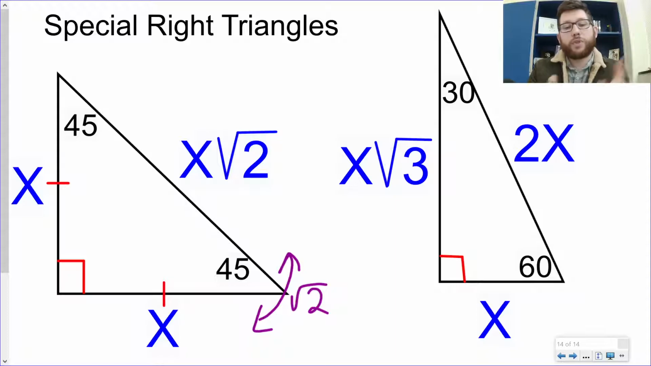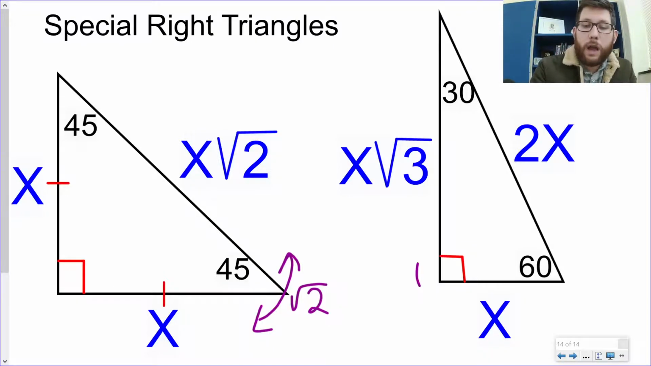If it's getting bigger, I'm going to multiply by √2. But if I'm going, say, from the hypotenuse, which is the biggest, to a leg, which is smaller, I'm going to divide by √2. Okay? And always make sure you're rationalizing your radicals. Again, that's another thing you can check out in a different video if you need to.